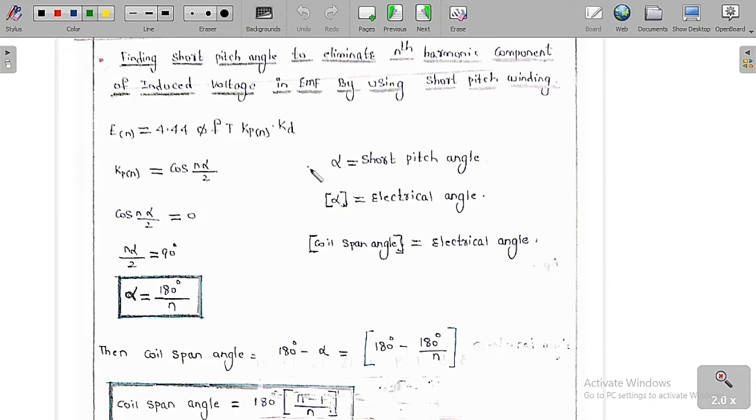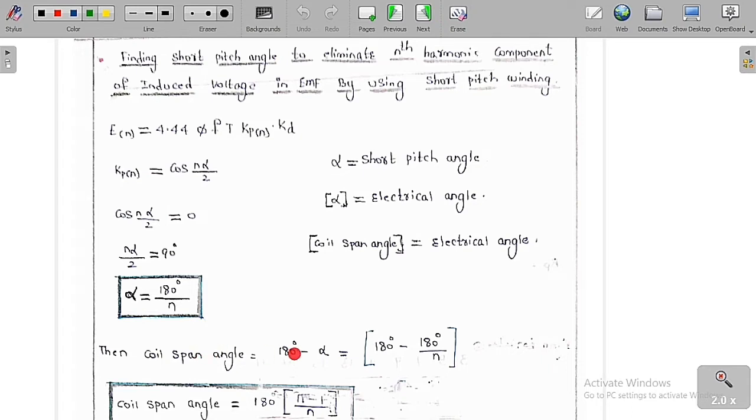Then what is the general formula? The EMF induced because of the nth harmonic component is equal to 4.44 into phi into f into t into the pitch factor of the nth harmonic into kd. So if this is 0, then this value is also equal to 0. So cos of n alpha by 2 is equal to 0, so n alpha by 2 is equal to 90 degrees, so alpha is equal to 180 degrees by n. So alpha is the short pitch angle, and its unit is always the electrical angle. Therefore, this much short pitch angle is required to eliminate this nth harmonic induced voltage.